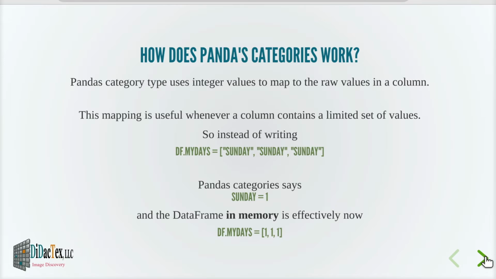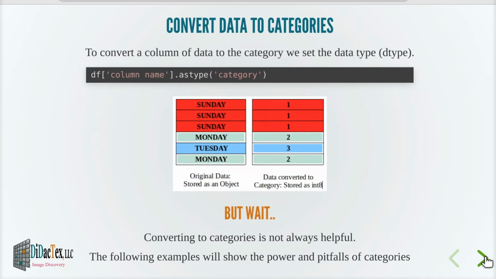Pandas categories map an integer value to the raw value in that column. So if your data frame was Sunday, Sunday, Sunday, Pandas treats the category Sunday as a category equal to 1. So in effect, your data frame now becomes 1, 1, 1. And this is why it greatly reduces the size of that data frame. To convert your data into a category, simply set that column's type to be a category. So you go column dot astype category, and boom, you're there. So if your data column was Sunday, Sunday, Sunday, Monday, this will map to something like 1, 1, 1, 2.